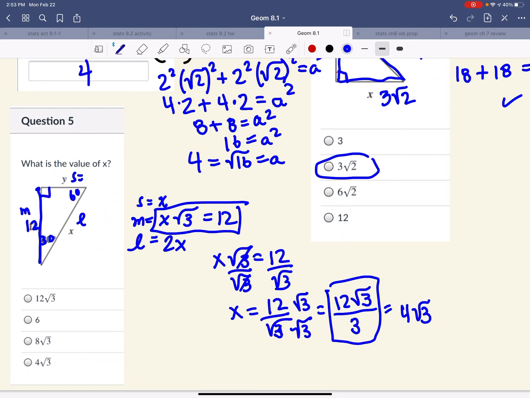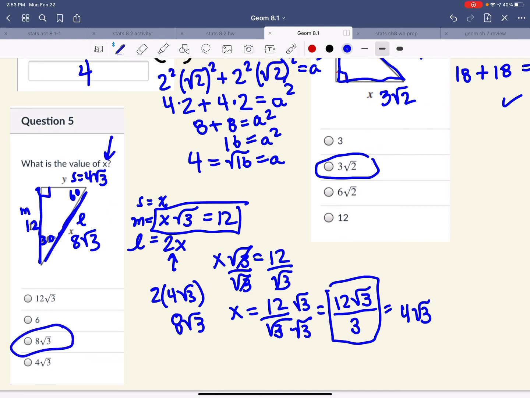So we get the small side is 4 times the square root of 3, which would mean if we multiply it by 2, the longer side would be 8 times the square root of 3. Which one do they want? They want this hypotenuse, so I get 8 times the square root of 3.